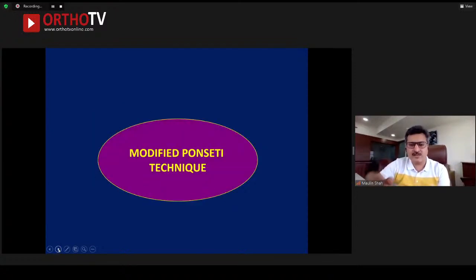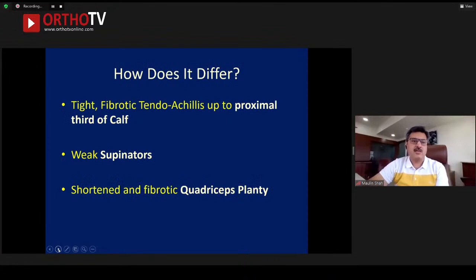A young orthopedic surgeon should be able to identify this. This is not a typical Clubfoot, this is an atypical Clubfoot. So one should have a habit of palpating the tendo Achilles. In typical Clubfoot, the tendo Achilles is tight and fibrotic only in the lower half.